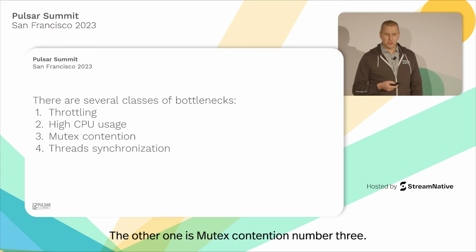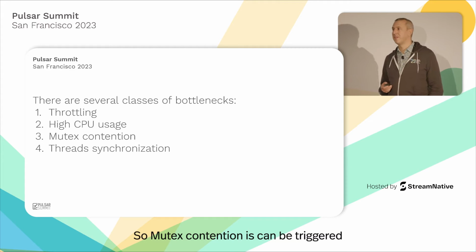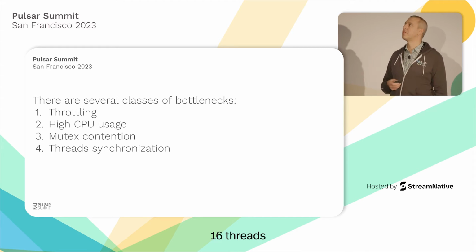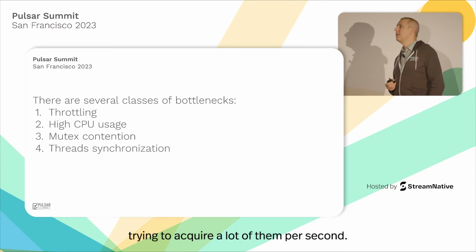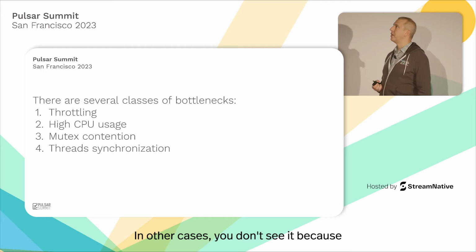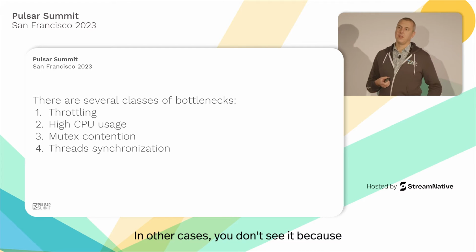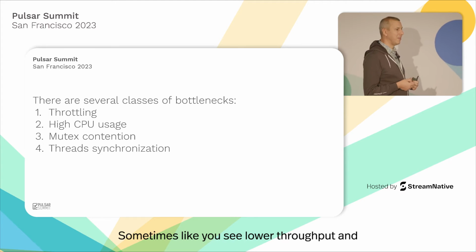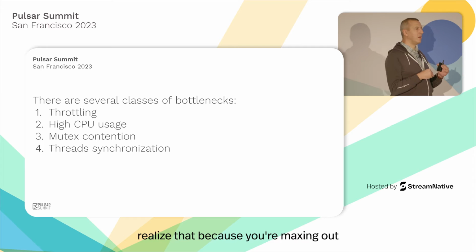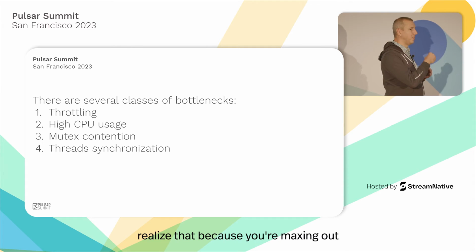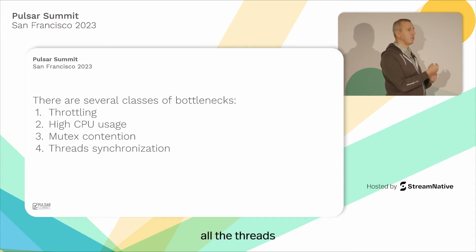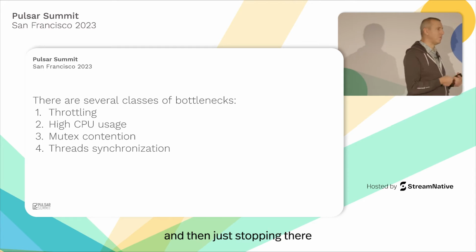The other one, number 3, is mutex contention. Mutex contention can be a bit trickier. Sometimes you have a mutex that 16 threads are trying to acquire lots of times per second, and it's very easy to spot. In other cases, you don't see it because, first of all, the impact of the mutex contention is non-linear. Sometimes you see lower throughput but you don't really realize why, because you're not maxing out the CPU. But the reason you're not maxing out is that, because of the contention, basically all the threads are backing up, doing waits and then just stopping there.